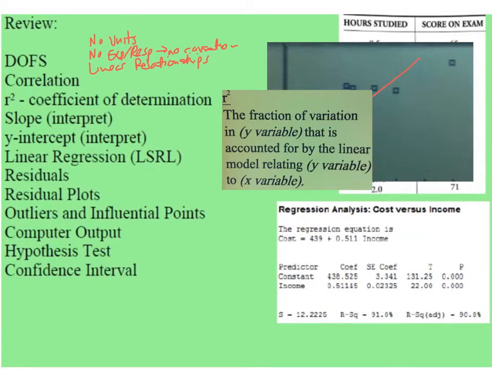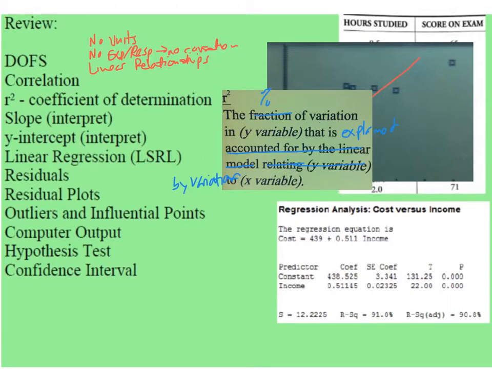Next, R squared, or the coefficient of determination. Okay, this is the book definition of R squared. I think I'd like to change it just a little bit. I would say it's the percent variation in Y that is explained by variation in X. And of course, you put the context in there. So that's a shorter way to write it. It's the percent variation in Y that can be explained by variation in X.